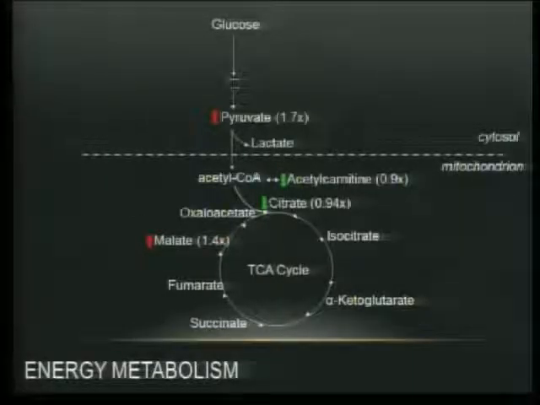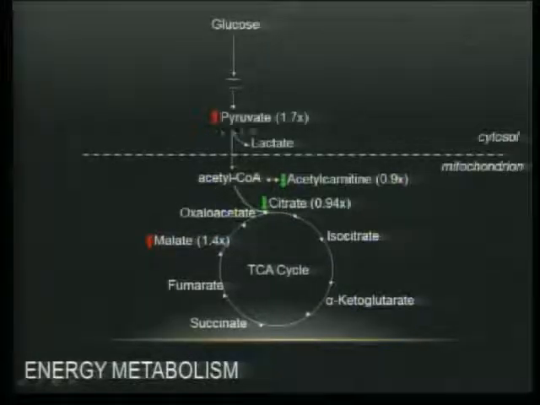Many of you are familiar with this pathway. We have glycolysis, glucose to pyruvate, and then the TCA cycle for energy. I've only left in the major metabolites to simplify things. We saw a 70% increase in pyruvate, and again, we're measuring all of these metabolites in circulation, but I've indicated where in the cell this activity will happen. We saw a decrease in acetylcarnitine, which was statistically significant, a decrease in citrate, and an increase in malate.